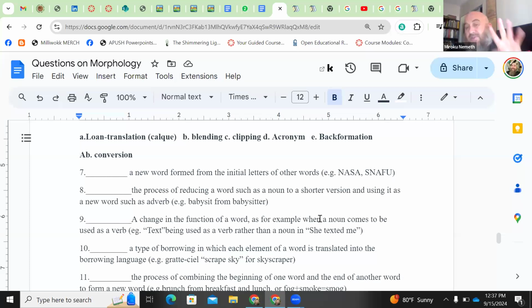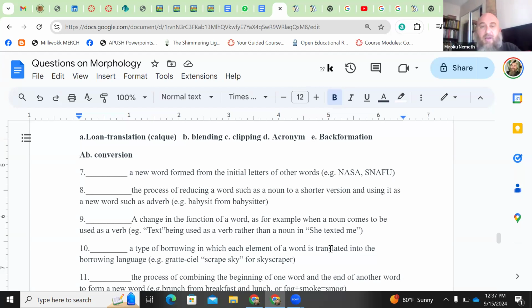The process of reducing a word such as a noun to a shorter version and using it as a new word such as a verb. Babysit, from babysitter. This is back formation, so you had babysitter first, and then you create babysit. So it's a noun, babysitter, and you use the verb babysit from it. The problem with telling people it's back formation is you have to know which one was first, and most of us don't really know the history of words, and sometimes the history is just opposite. Anyway, it's back formation.